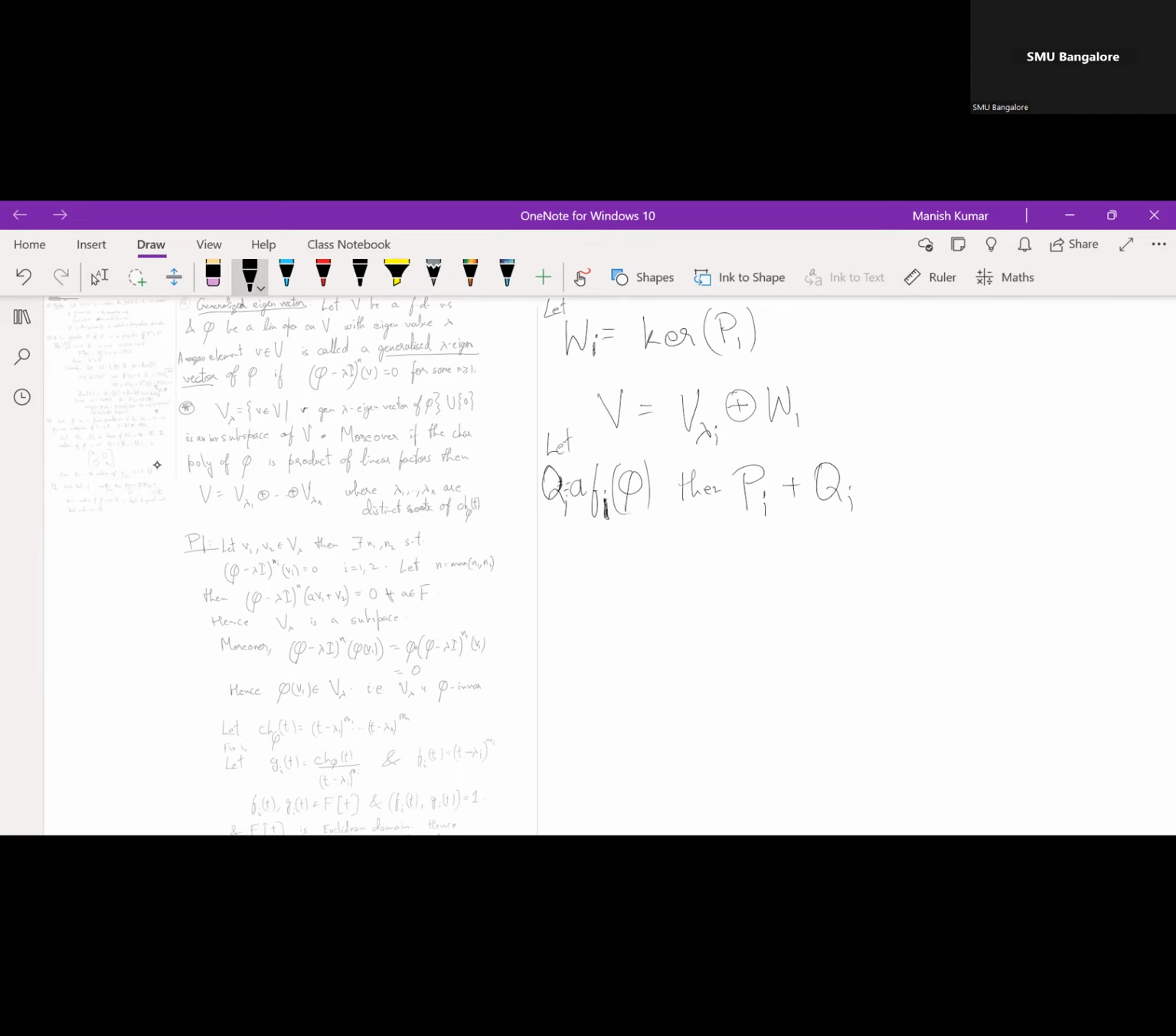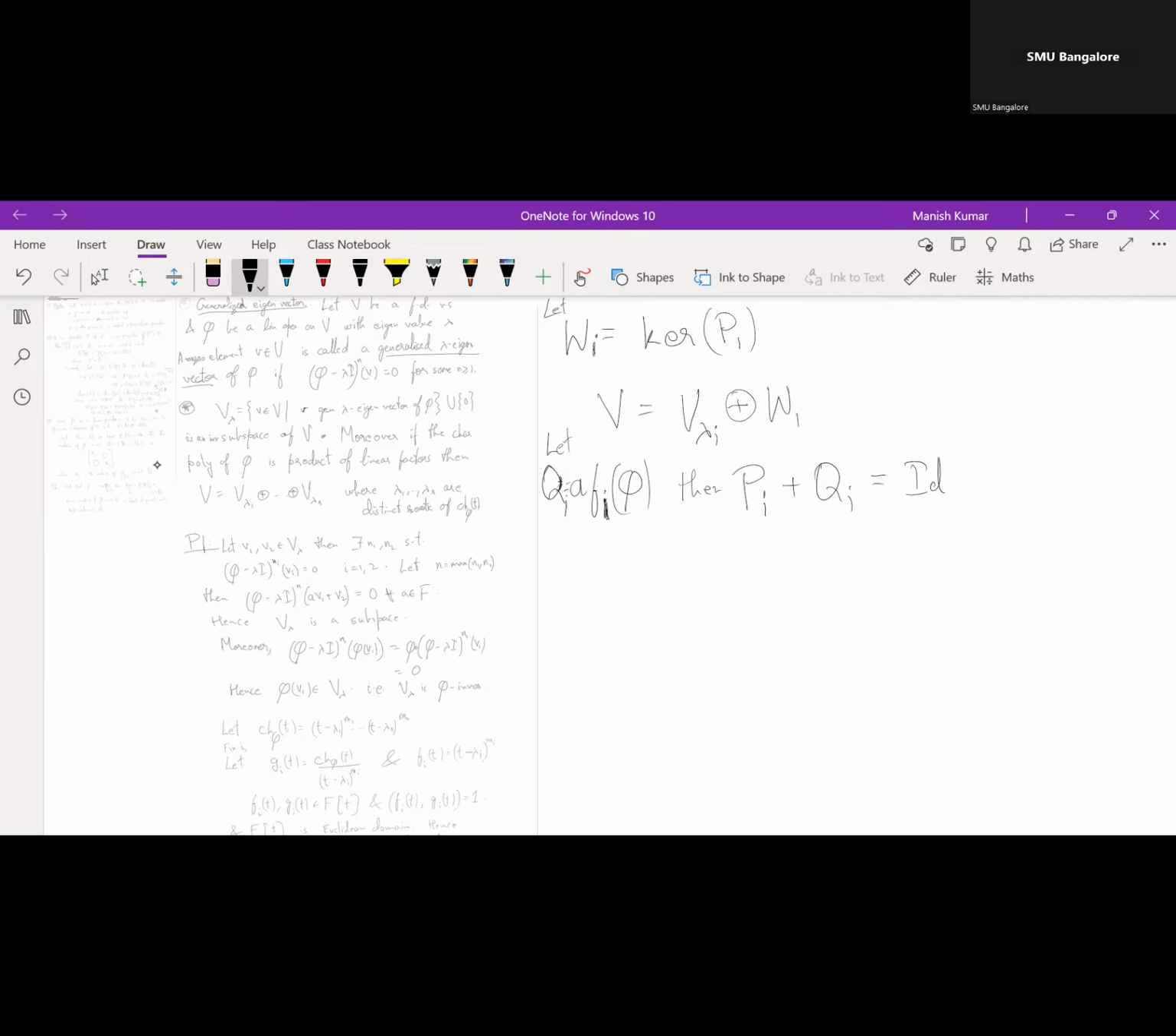I mean, just think in terms of phi, how can you write P_i plus Q_i? It's g_i(phi) plus f_i(phi). Yeah, so what does that tell you? It is equal to 1. Yeah, so that polynomial is 1. So if you evaluate phi to a 1 polynomial, it is the identity matrix, right? So P_i plus Q_i is in fact identity.